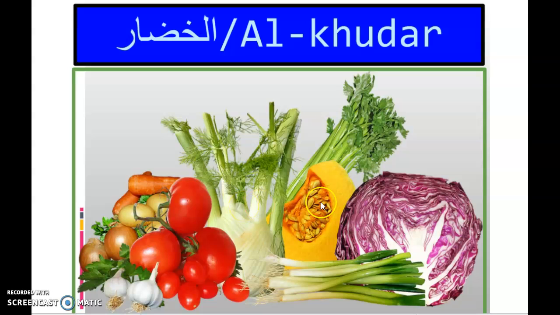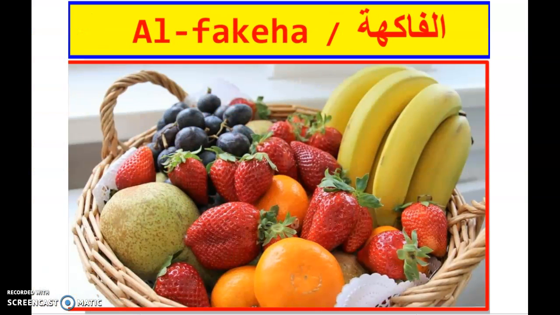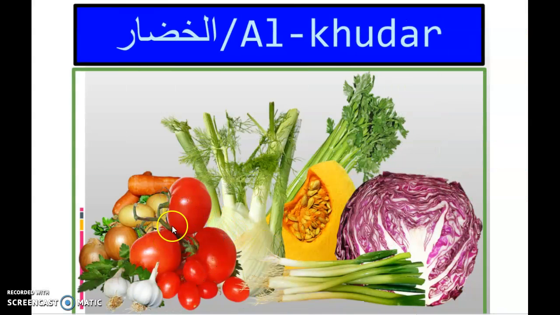Me too. I like ملفوف and طماطم. And let's go back to the beautiful basket. What's your favorite فاكهة from this basket? Yeah, me too. I like عنب. أحب العنب والبرتقال. أحب الطماطم والملفوف. الخضار.